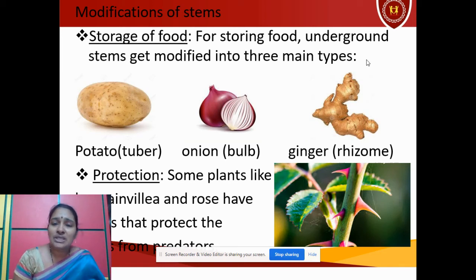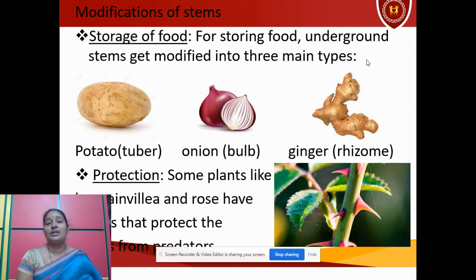Now, second, we will see protection. Some plants like bougainvillea and rose have thorns that protect the plants from predators. You can see the image of a rose plant here. On the stem itself, we can see the thorns. Why do they have thorns?